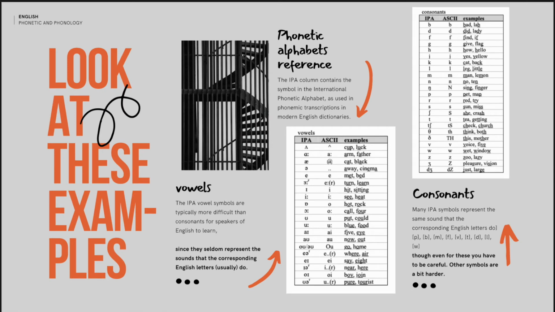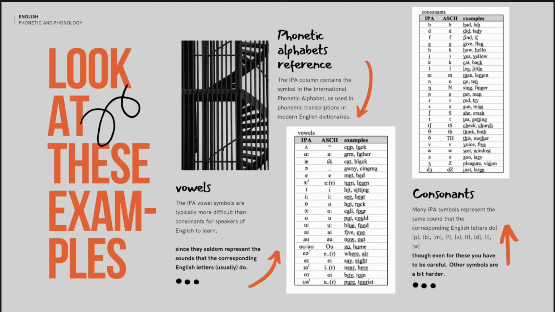Look at these examples. Vowels. The IPA vowel symbols are typically more difficult than consonants for speakers of English to learn, since they seldom represent the sounds that the corresponding English letters usually do. Phonetic alphabet reference. The IPA column contains the symbol in the International Phonetic Alphabet, as used in phonemic transcription in modern English dictionaries.